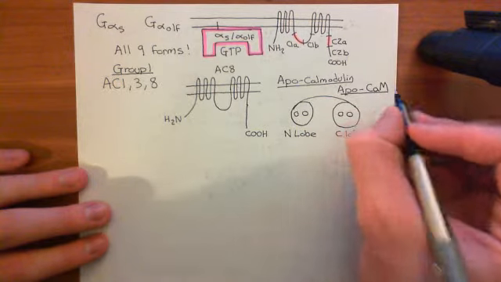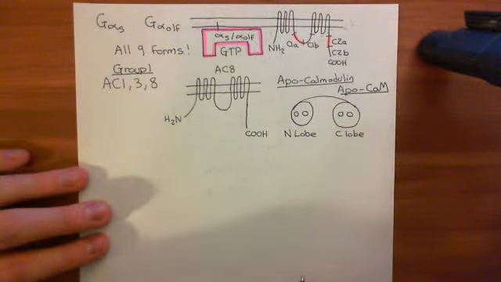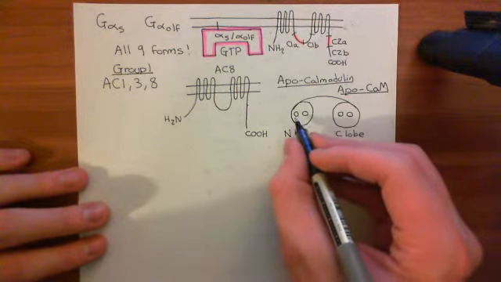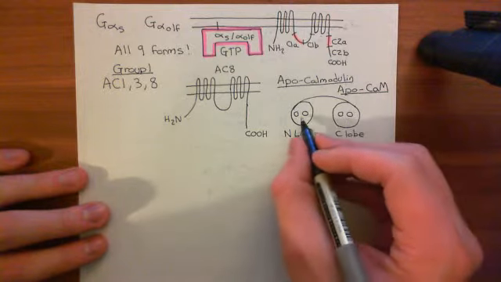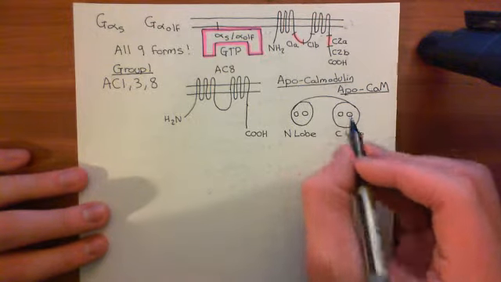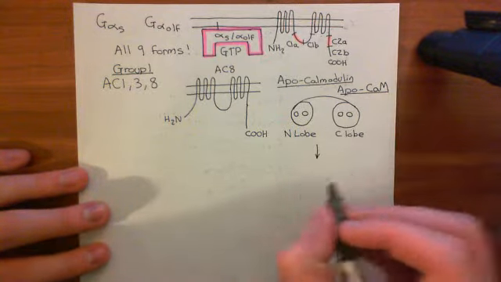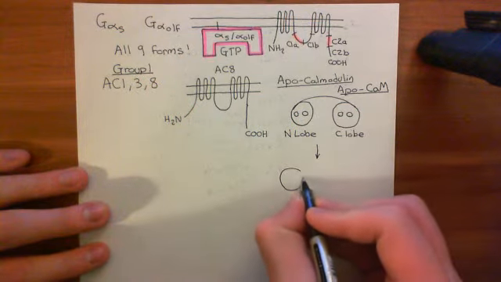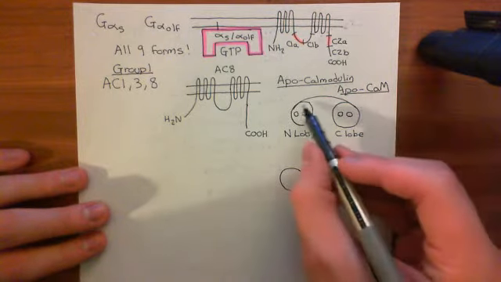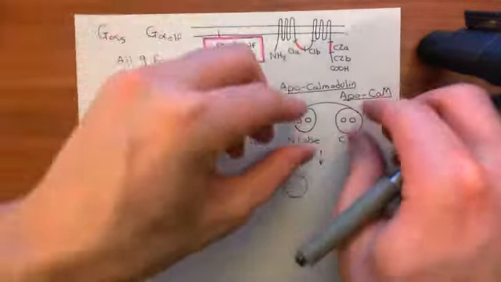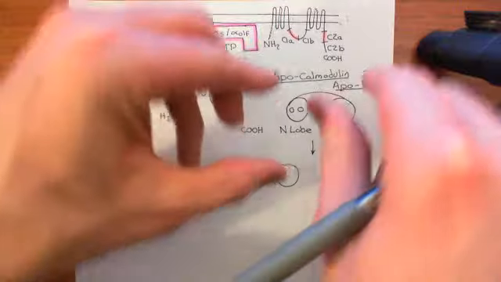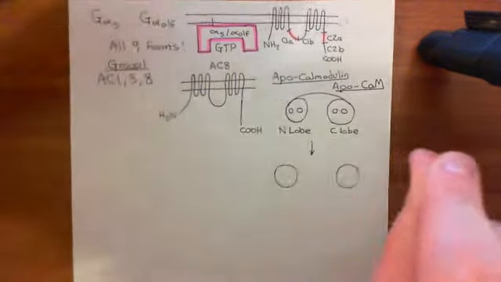So here is apocalmodulin. What can happen is that four calcium ions can come along, and one can bind in each of these calcium binding sites. A calcium can bind here, here, here, and here. This triggers a conformational change in the calmodulin. Firstly, the whole structure straightens out. It goes from being hunched over like this to the two lobes being more spread out. If you imagine that they're bent over backwards, then they move back out.